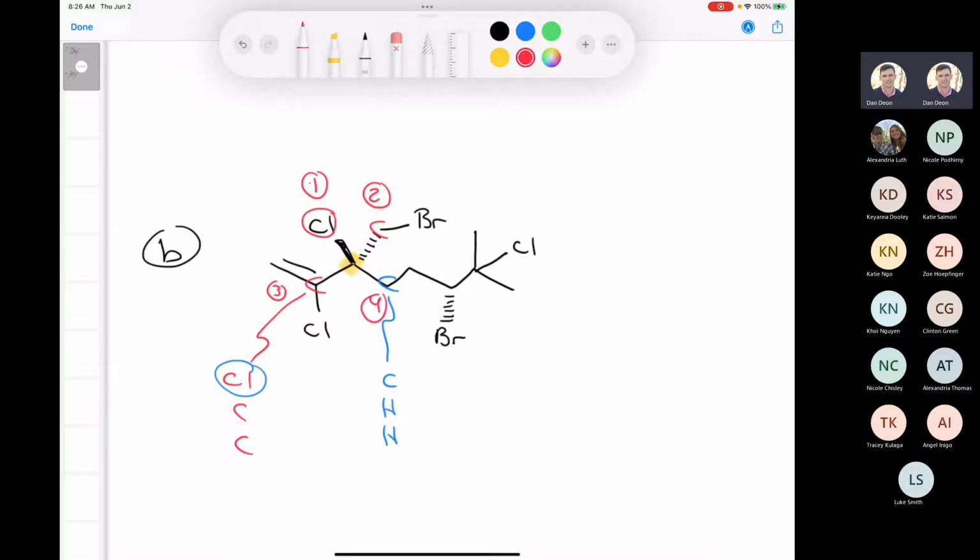So I'm going from 1 to 2 to 3 like this, but you're like, well, hold on, Mr. Dion, where's my lowest priority group? My lowest priority group, number 4, is not in the back, right?